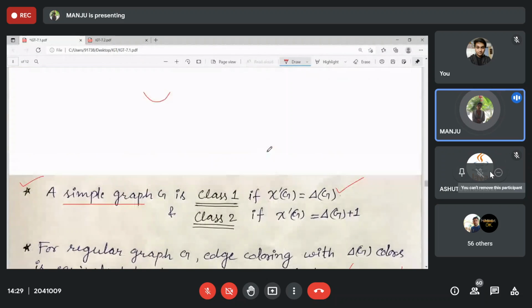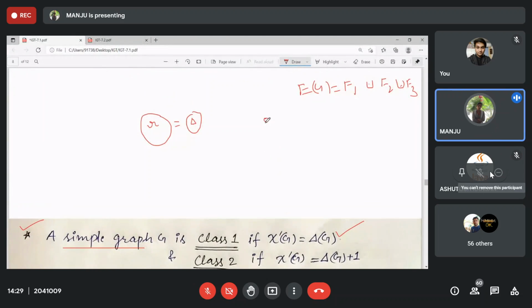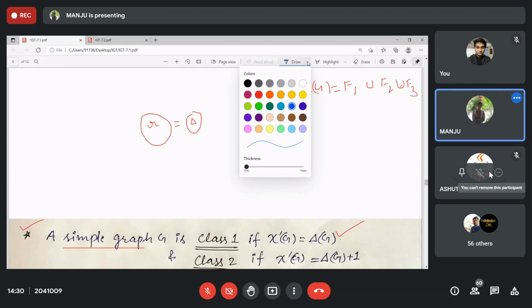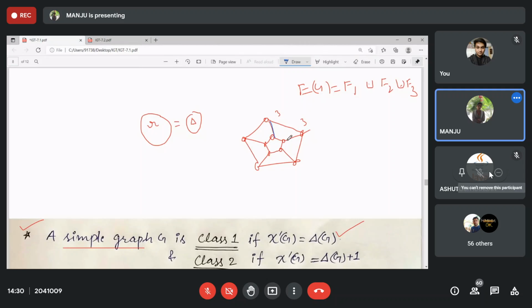On this one, I told you about the Petersen graph. For example, one factor exists in this graph, and also in this graph one factor exists. This is not the Petersen graph. This is a 3 regular graph, right? 3 regular, 3 degree. So can you find a one factor over here? One factor means perfect matching.